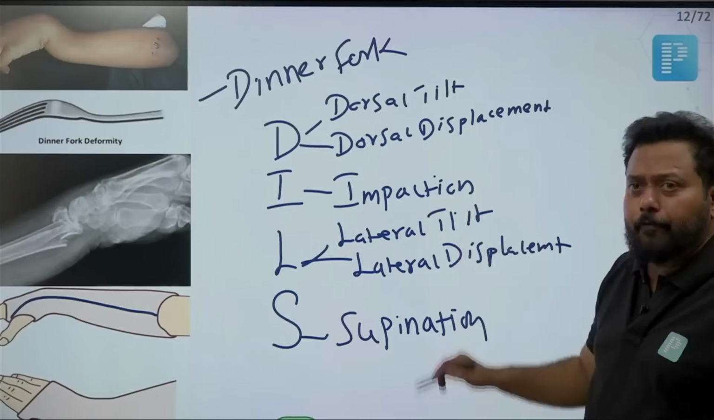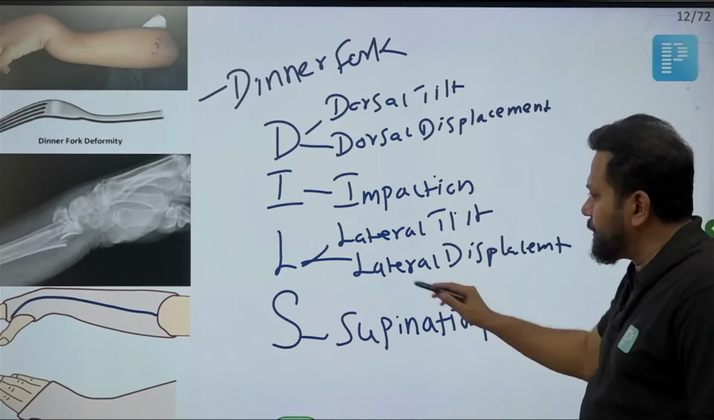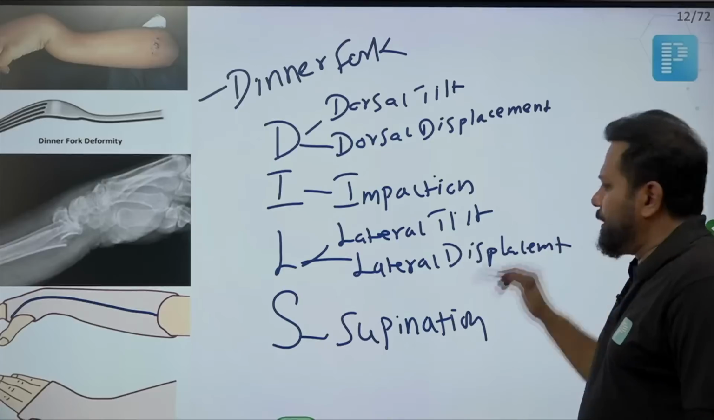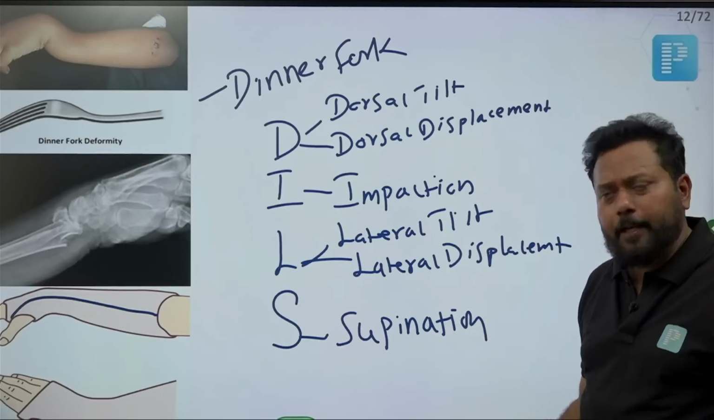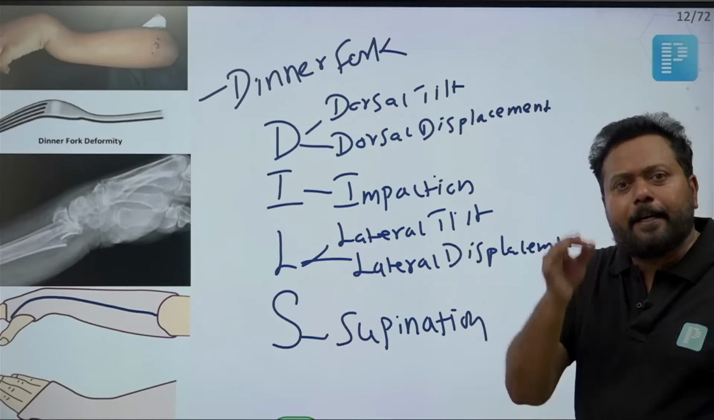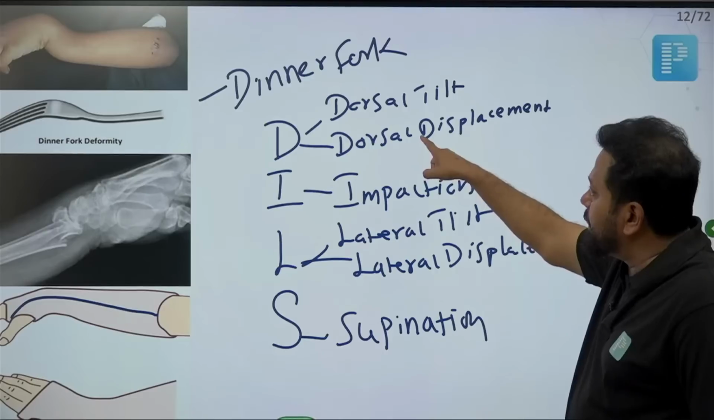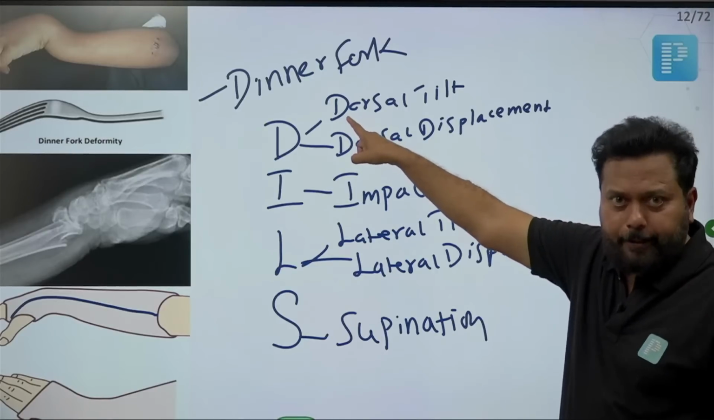See, dinner fork deformity. D, dorsal tilt, dorsal displacement. I, impaction. L, lateral tilt, lateral displacement. S, supination. DILS. These are the classical displacements that happen in all Colles fractures. Because of this dorsal tilt and dorsal displacement, you are getting the dinner fork deformity.